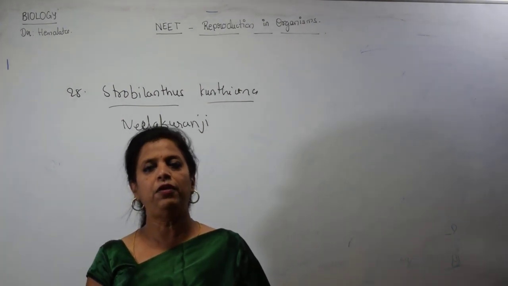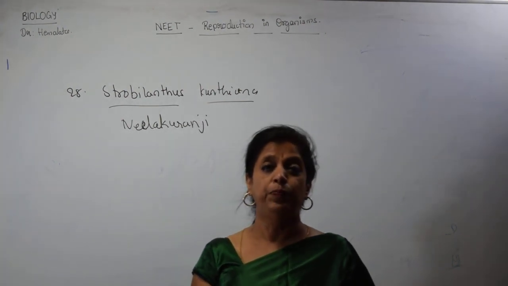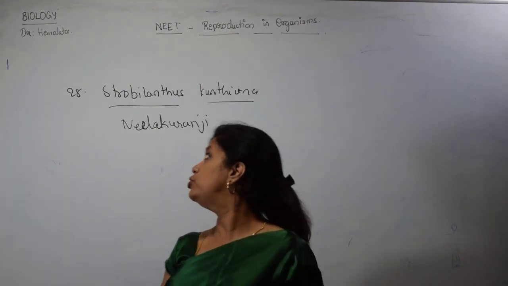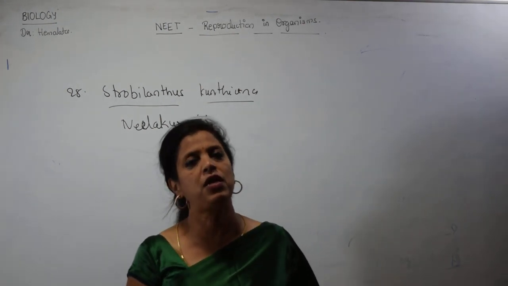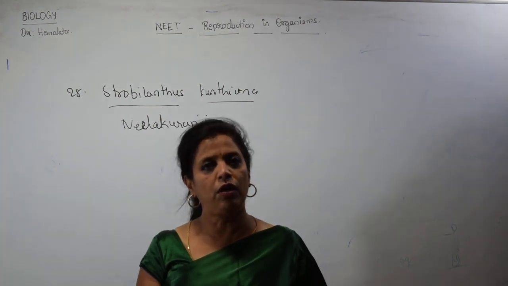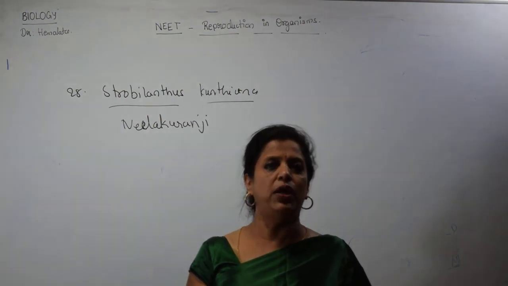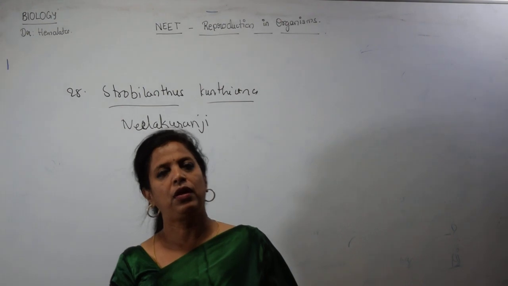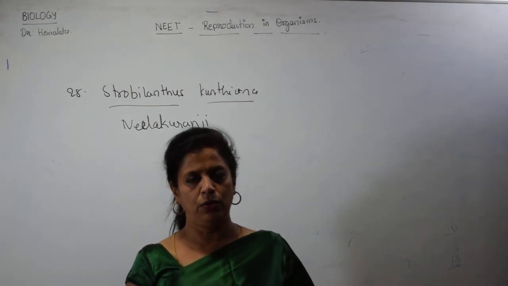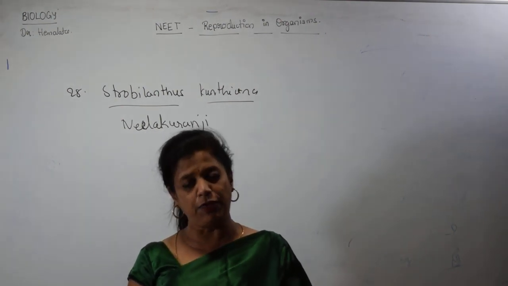The length of the juvenile phase is too elongated compared to the plant Strobilanthus kunthiana. Strobilanthus kunthiana is famous for its blue colored flowers produced once in 12 years, which is common in Karnataka, Kerala and Tamil Nadu forests. That's the Nilgiri forest.